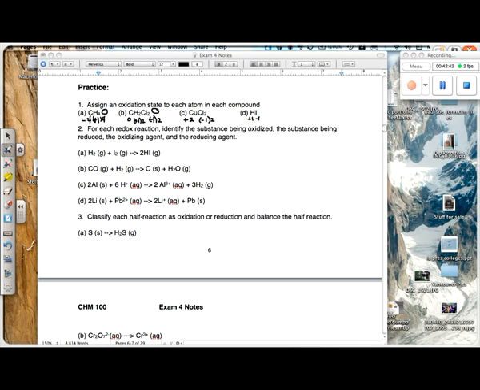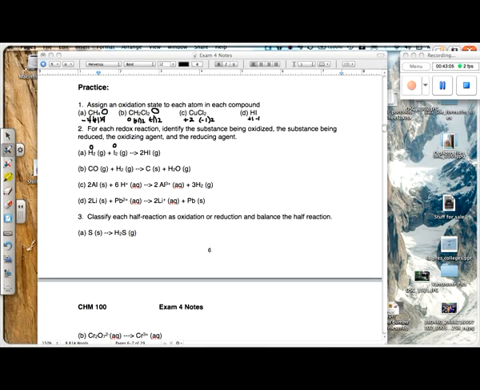All right, number two, for each redox reaction, identify the substance being oxidized, the substance being reduced. Identify the oxidizing agent and the reducing agent. So in order to do this, you must assign oxidation numbers. If you want to stop the video and give this a shot yourself and then come back, this would be a good time to do that.